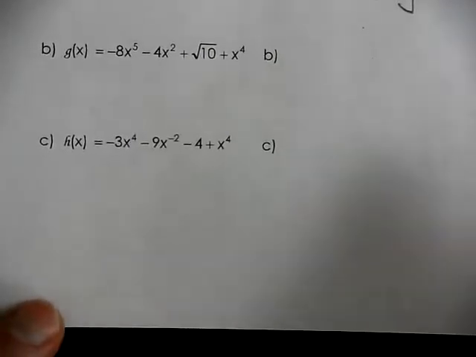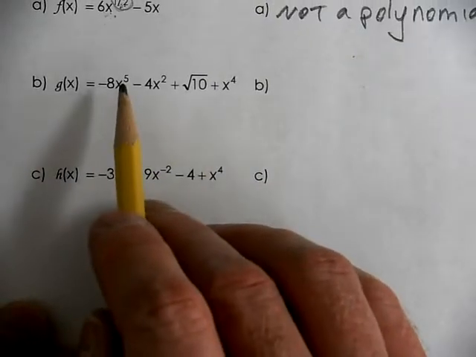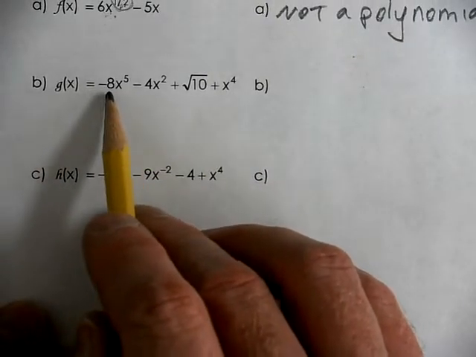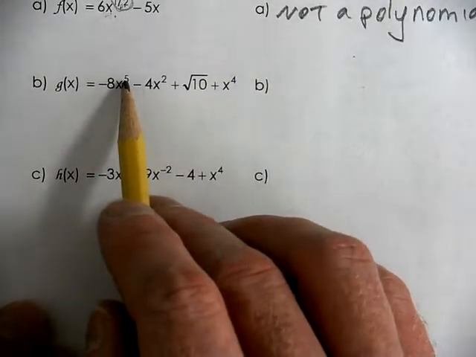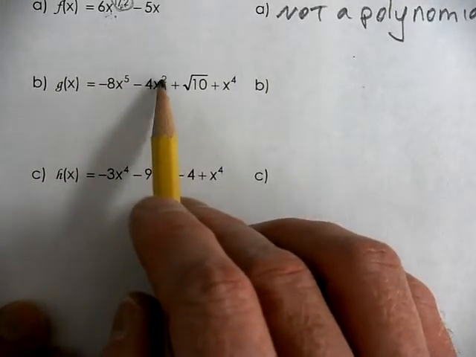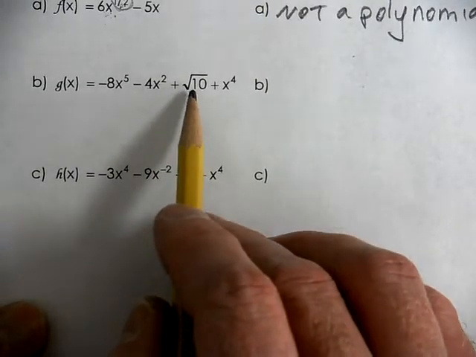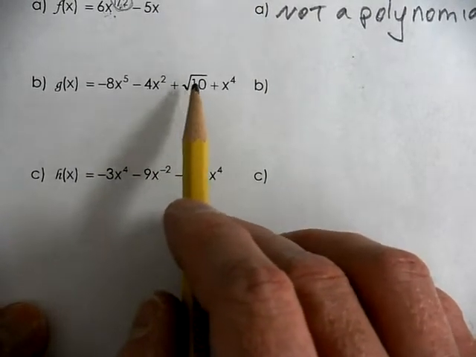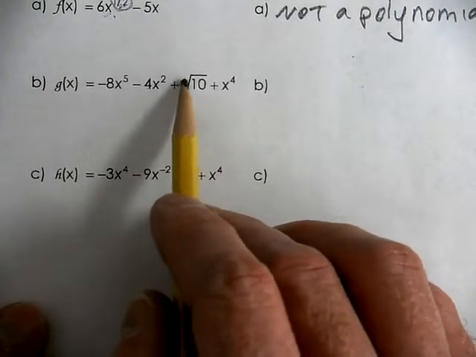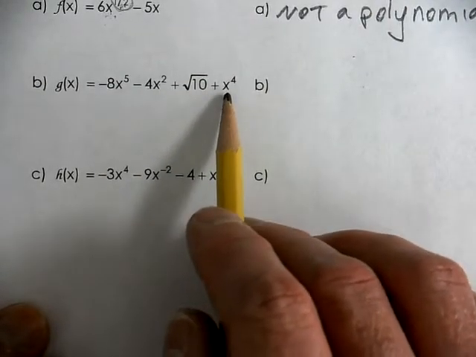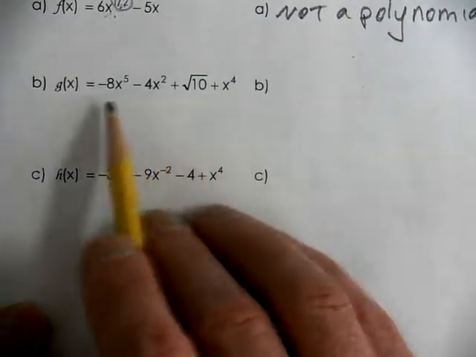This one here. Here we have negative 8, which is okay. X to the 5th looks good. 4x squared. We have the square root of 10, but that's not the square root of a variable, so square root of 10 is okay. And x to the 4th. So this is a polynomial.